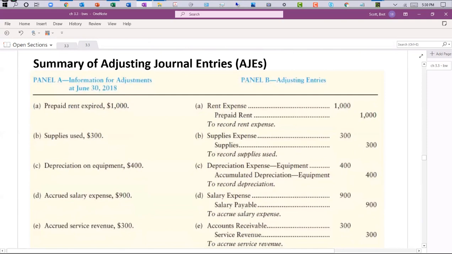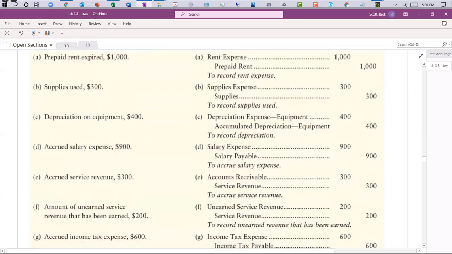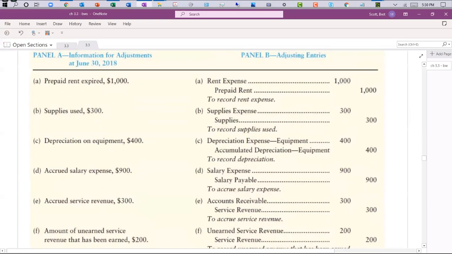So what do all the adjusting journal entries look like when all is said and done? Well, we would look inside our journal entry and we can see all these different journal entries. Realize that again, our job in the journal is to say, dear diary, this is what happened today. So prepaid rent expired of 1,000. How do we record that in an accounting journal? We would use accounts and amounts.